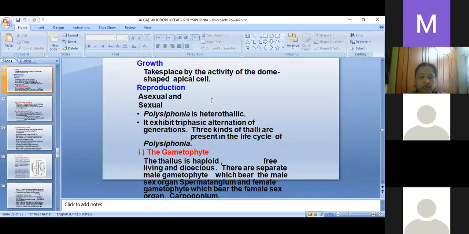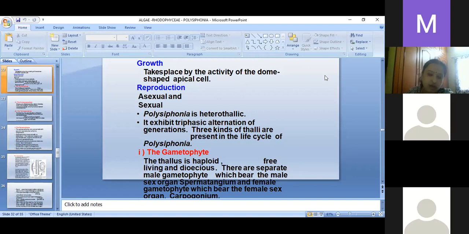See here, girls, in reproduction we can observe two types: one is asexual and the second is sexual reproduction. This is called the heterothallic thallus. Heterothallism is present in the reproduction. It exhibits triphasic alternation. But in this reproduction, girls, you can observe a very different type. What is the difference? Vegetative reproduction is totally absent. How many types of reproduction are there? Only two types, called asexual and sexual reproduction.